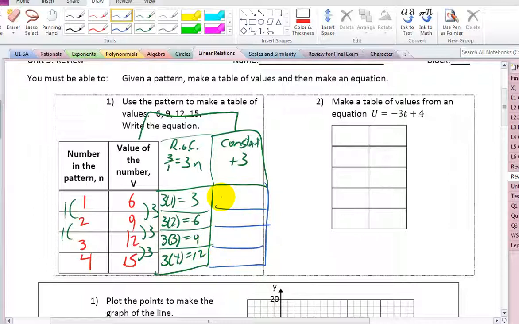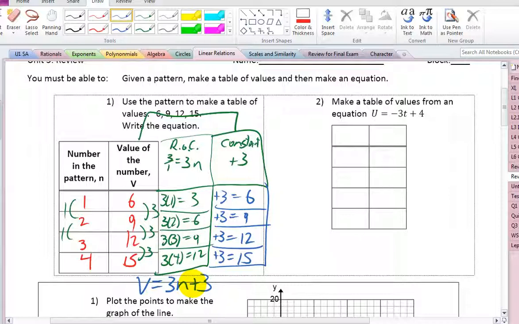People on the quiz lost marks for not doing this, so make sure you do it. Don't be lazy and complacent. Do it correctly. This is easy if you do it right. Okay, so your equation then is V equals 3n plus 3. How many people got that? Hands up. Okay. Any questions about that?